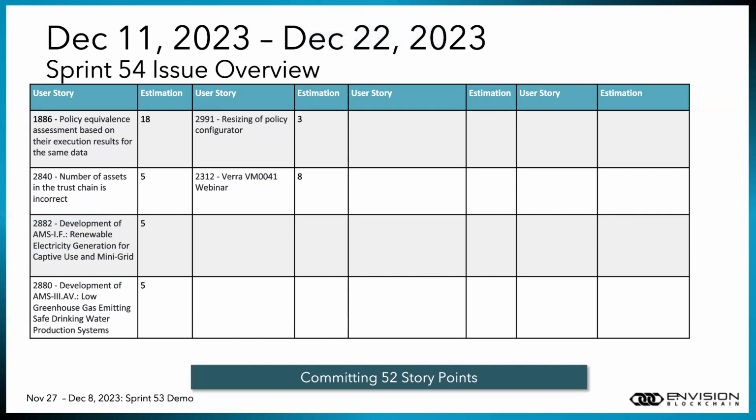Now looking ahead, we have Sprint 54, which will last from December 11 to December 22nd. Currently, we are committing to 52 story points, which includes some important features: 1886, which is policy equivalence assessment based on their execution results. We have 2312, where our VM0041 webinar is coming. We have 2991, which is resizing of policy configurator. We do have some other CDM policies which are under development.